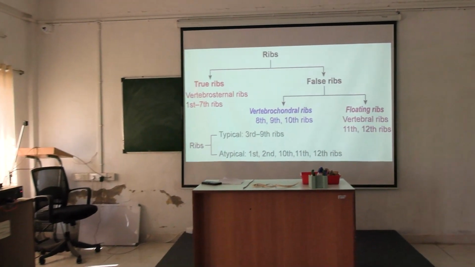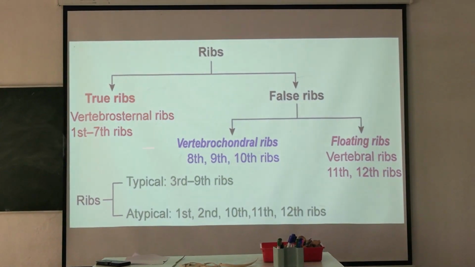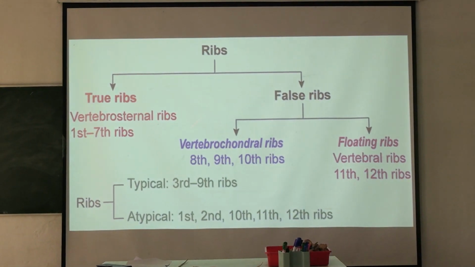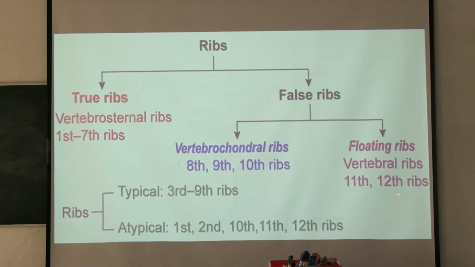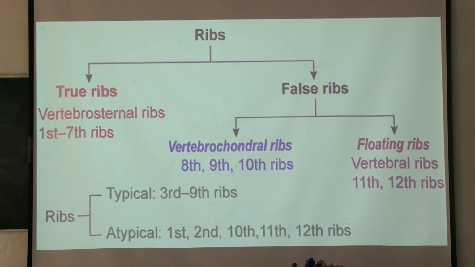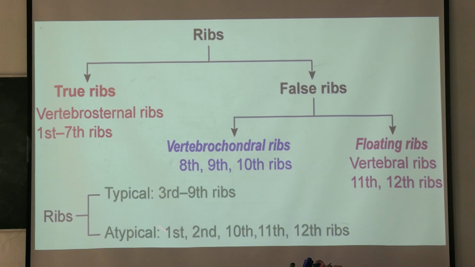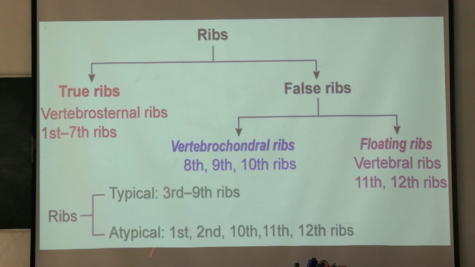So this is the classification. We are dividing the ribs into true ribs and false ribs. True ribs are vertebro-sternal ribs, 1st to 7th. False ribs are again of two types, vertebrochondral and floating ribs. Vertebrochondral are 8th, 9th and 10th ribs, and floating ribs are vertebral ribs, 11th and 12th ribs. Ribs are again divided into typical and atypical. Typical ribs are 3rd to 9th ribs. Atypicals are 1st, 2nd and 10th, 11th, 12th ribs.